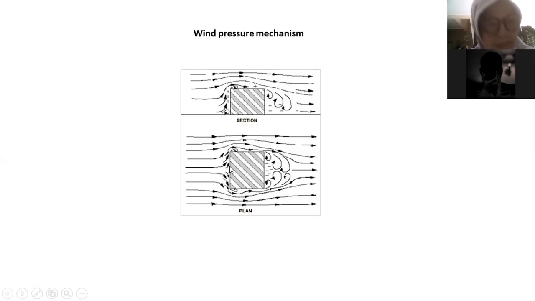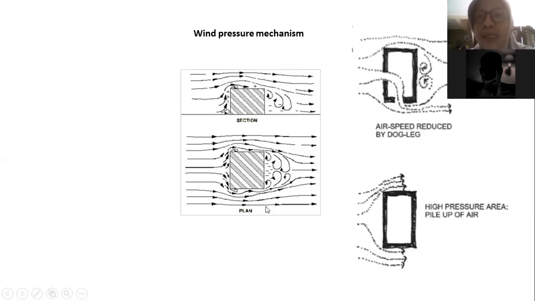If we have an opening in this windward side and leeward side, then the air movement flows from the higher pressure to the lower pressure. Here is also negative. That means the wind flows from the higher to lower, or from the positive to negative pressure.